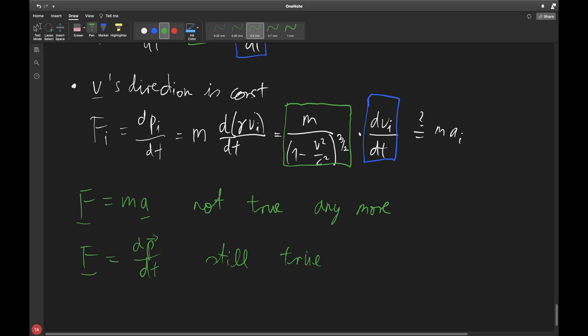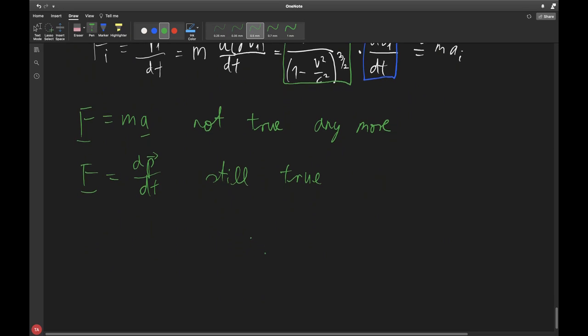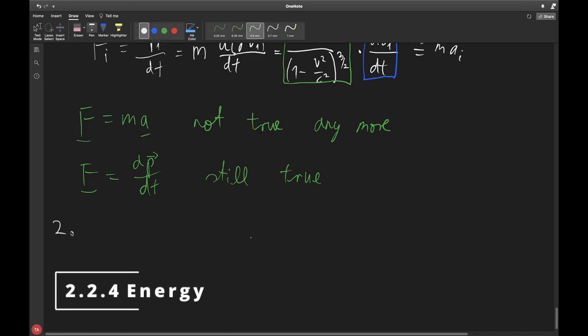So that's it for Newton's equations. Now we kill them, because if we go to high speeds, it's not going to be true anymore. Okay, so we should look at energy as the next quantity. So this is going to be 2.4, energy.